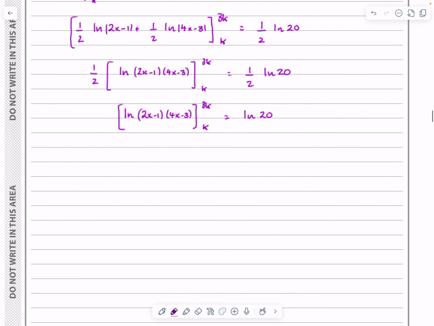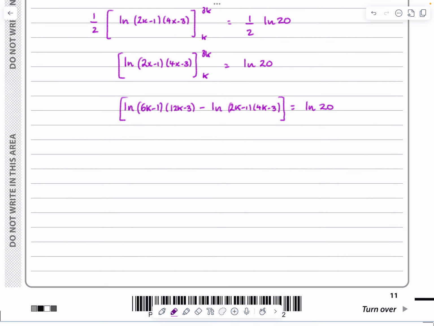So if I put 3k in, 3k is going to give me 6k minus 1, isn't it? So 6k minus 1, and 3k is going to give me 12k minus 3, minus log, and then putting k in is going to give me 2k minus 1, 4k minus 3. So that is going to be equal to log 20.